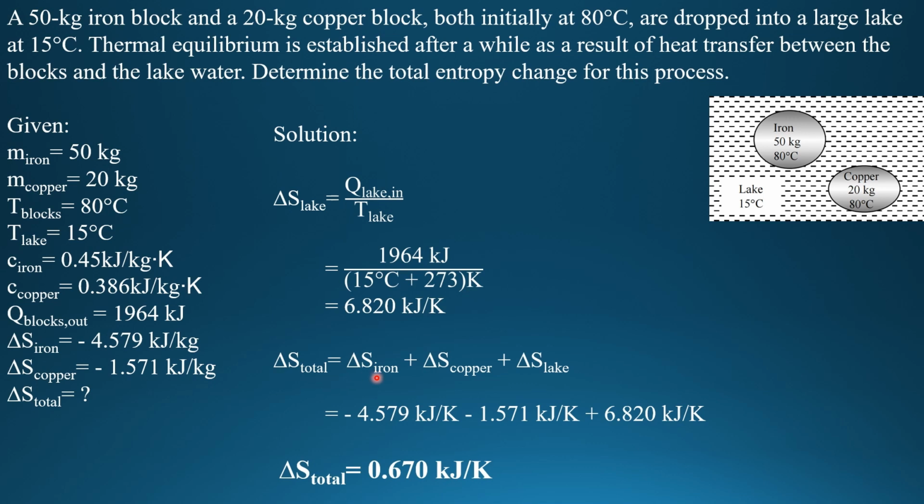So to find the total entropy change of our system, we have this equation, that is equal to the change of entropy of our iron block plus the change of entropy of our copper block plus the change of entropy of our lake. So we will plug in our values. We have negative 4.579 kilojoules per Kelvin minus 1.571 kilojoules per Kelvin plus 6.820 kilojoules per Kelvin, and we have the total entropy change of our system, that is equal to 0.670 kilojoules per Kelvin, and that is our final answer.